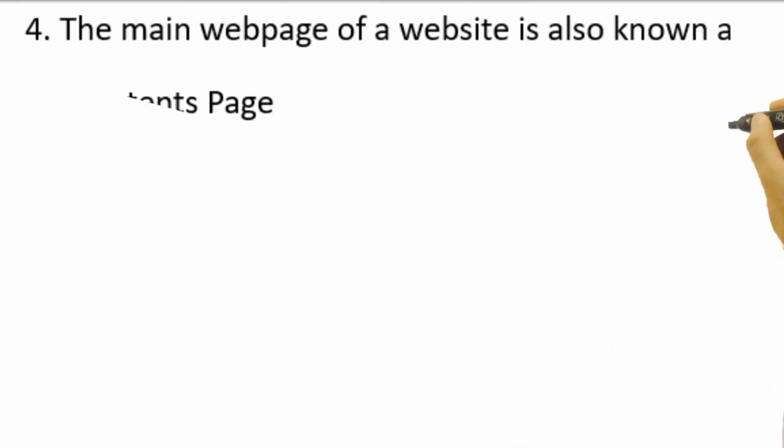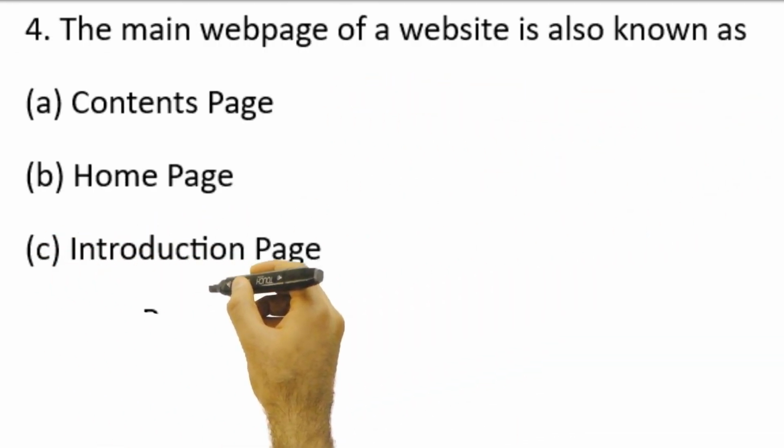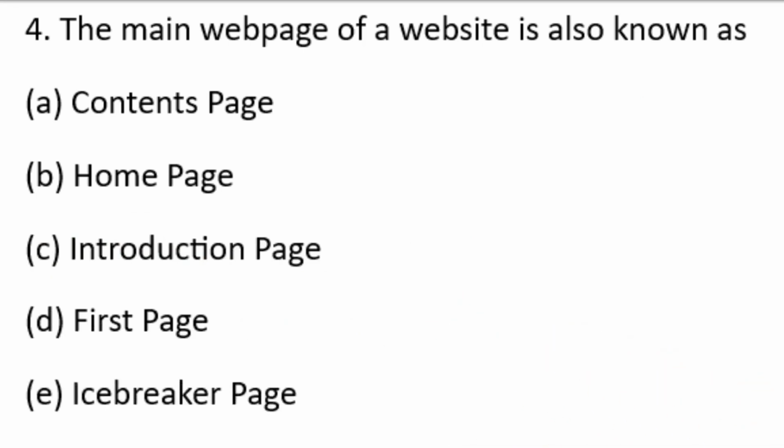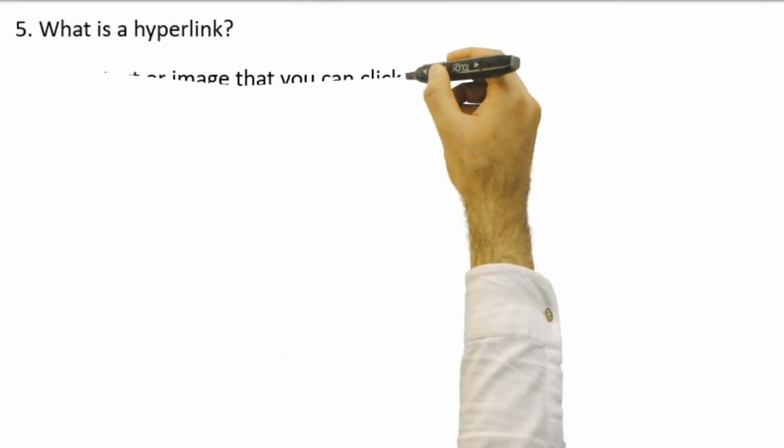The main web page of a website is also known as A. Contents page. B. Home page. C. Introduction page. D. First page. A. Icebreaker page. Answer is B. A home page is the main page or the introductory page of a website, typically serving as a table of contents for the site.